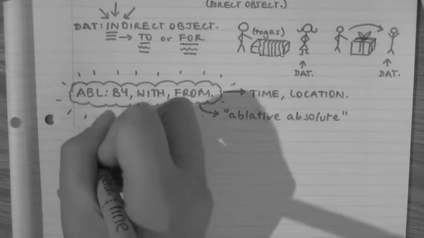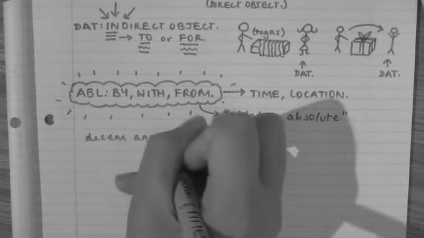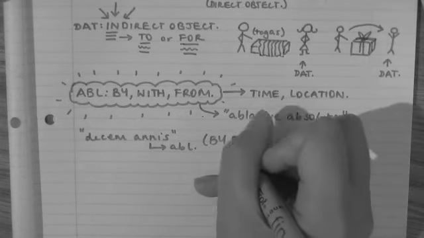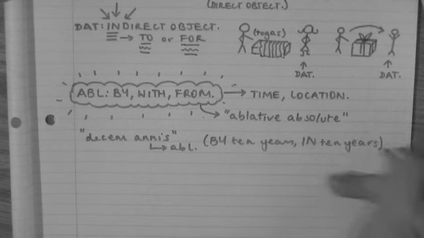For it to express time, you'd usually see the expression of time written in the ablative like tertia hora, at or on the 3rd hour, or decem annis, literally by 10 years, or more naturally in 10 years.